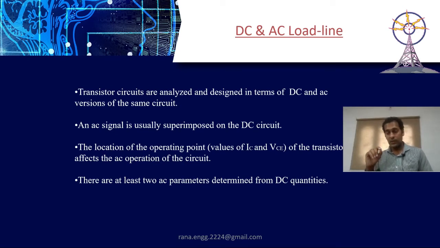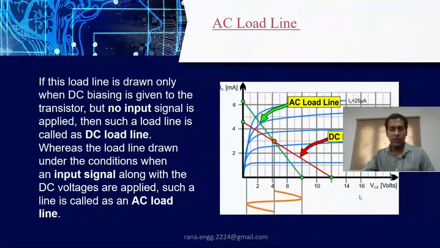So 0 and 1, cutoff and saturation, the line will be related with DC. AC will be related with the active region. It is related with the slope, because the AC application is an amplifier. So we can draw both DC and AC load lines on the output characteristic of the transistor.